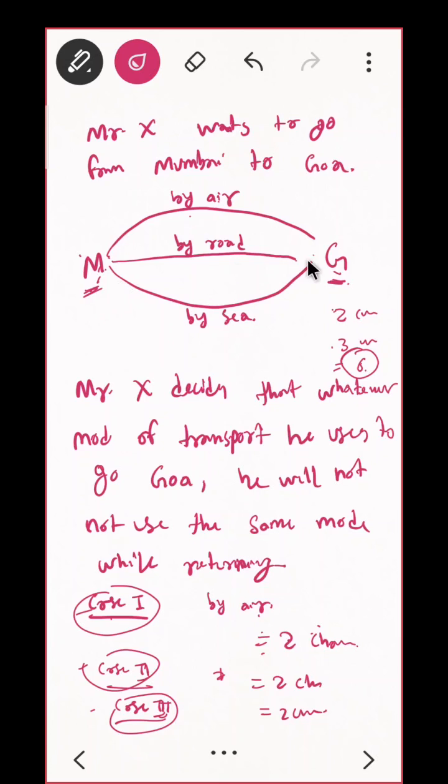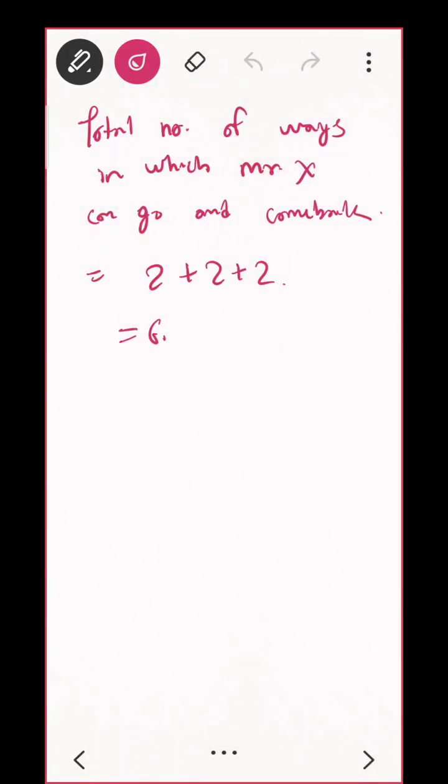You have to go from Mumbai to Goa. We have 3 types of things, and we have 3 cases. In each case, we have 2 choices. So what will be the total? It will be 2 plus 2 plus 2. Whenever there are cases, what does it mean? Or. You are giving either this or this or this. You see that? Just remember this word or, because I am going to use that next. Is that clear? Shall I go ahead?